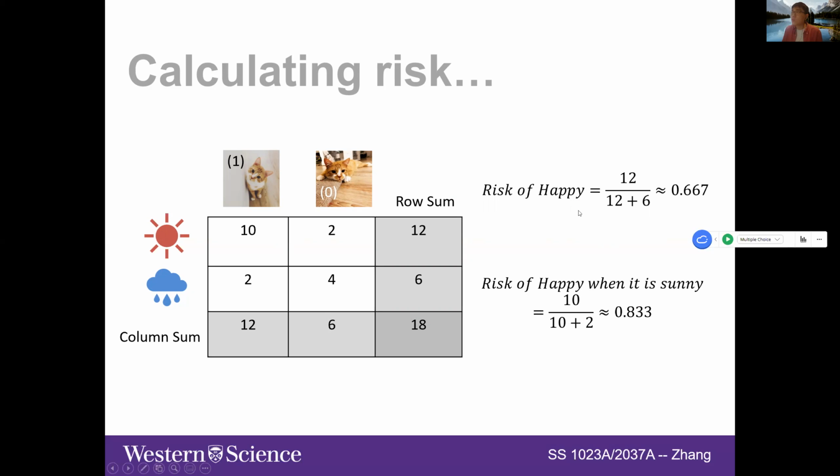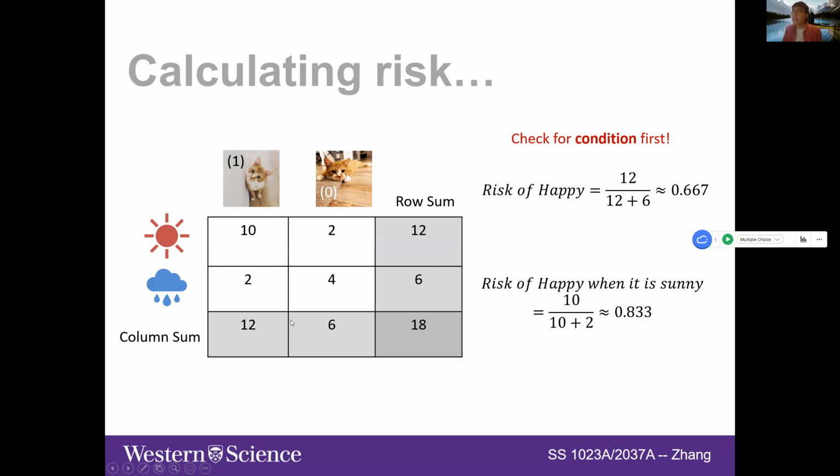And in that case, the risk will be the number of the days that the cat was happy divided by the total, which is given by this total sum, and which is 0.66667. And sometimes we would like to specifically look at the days when it is sunny. In that case, we can also define the risk of happy when it is sunny as the count of the cats to be happy that day divided by the sum of that.